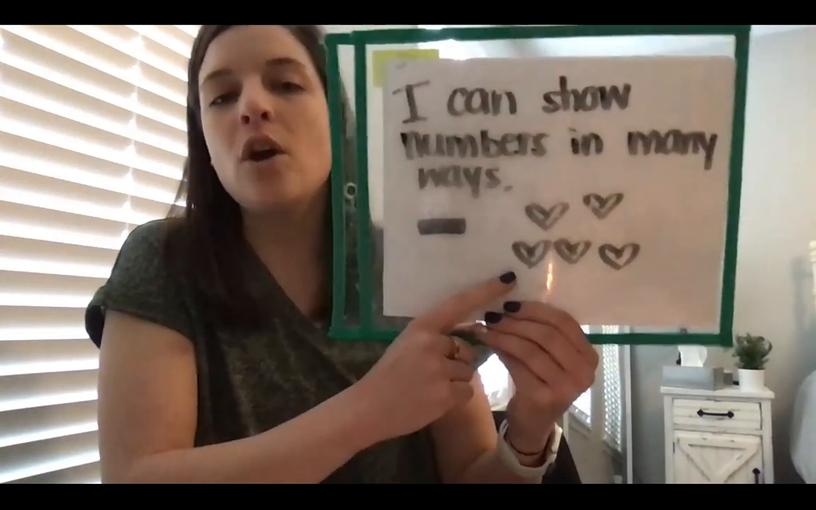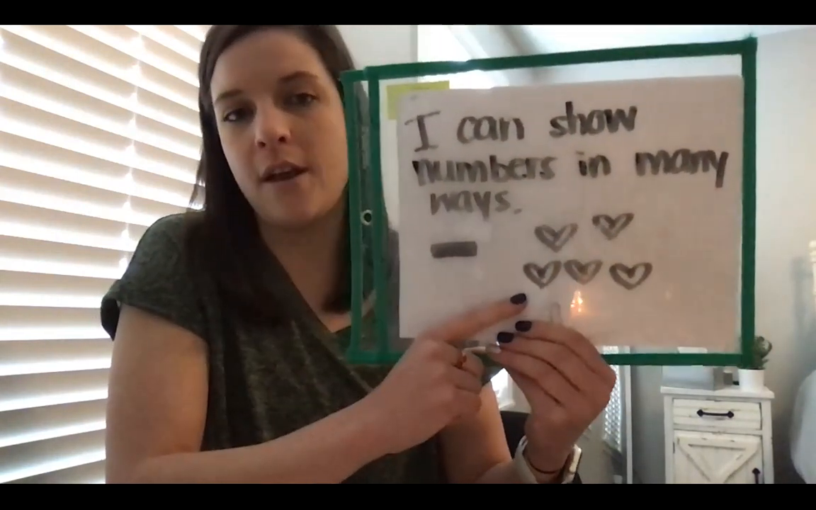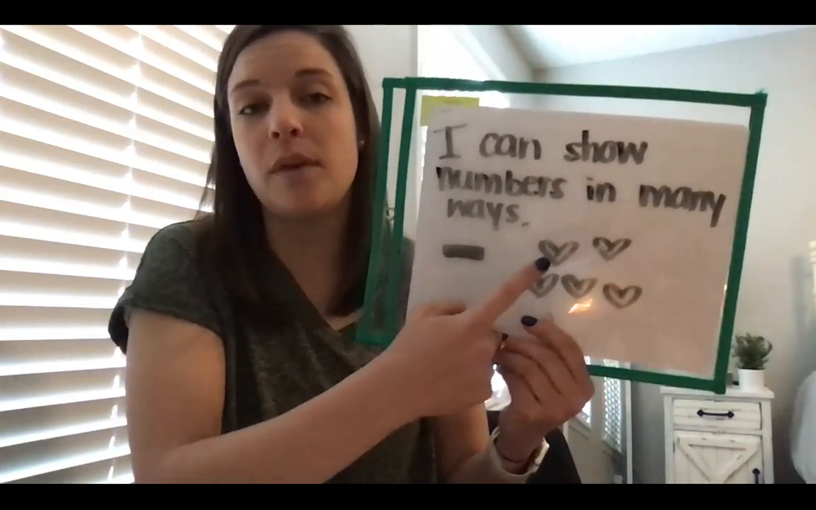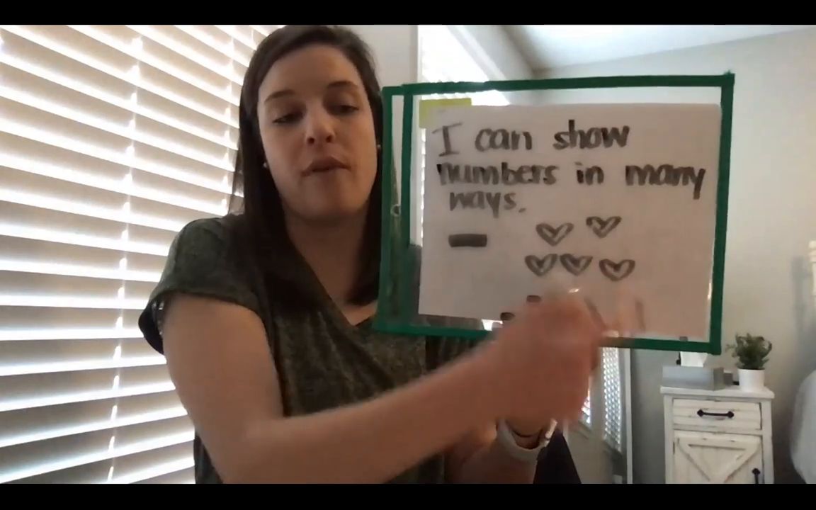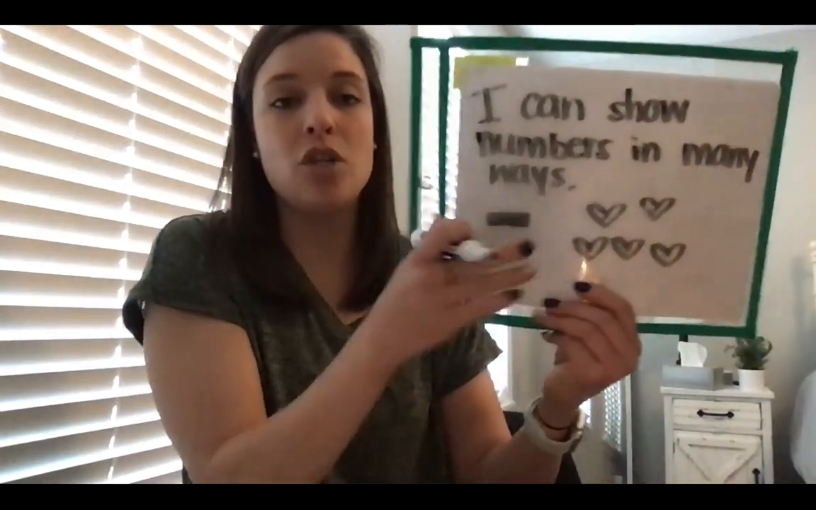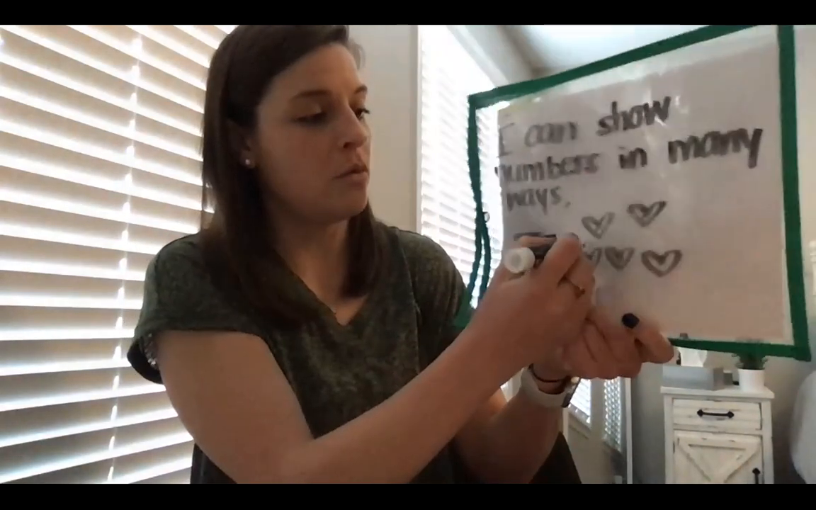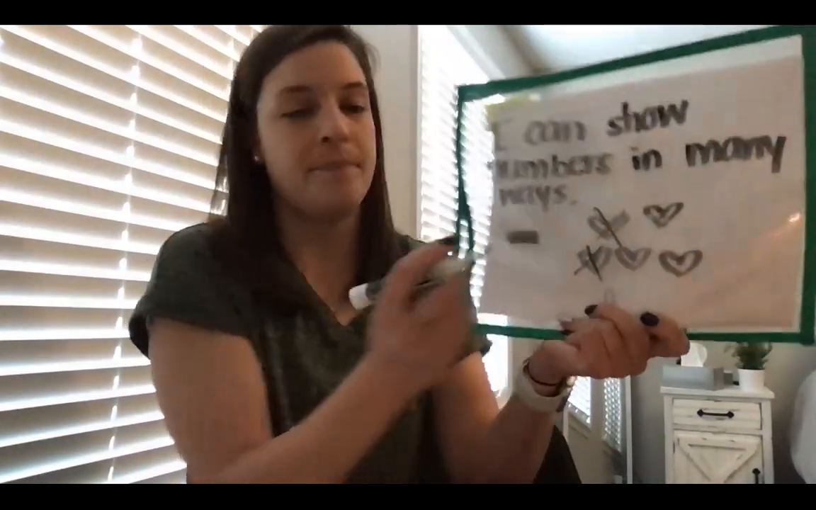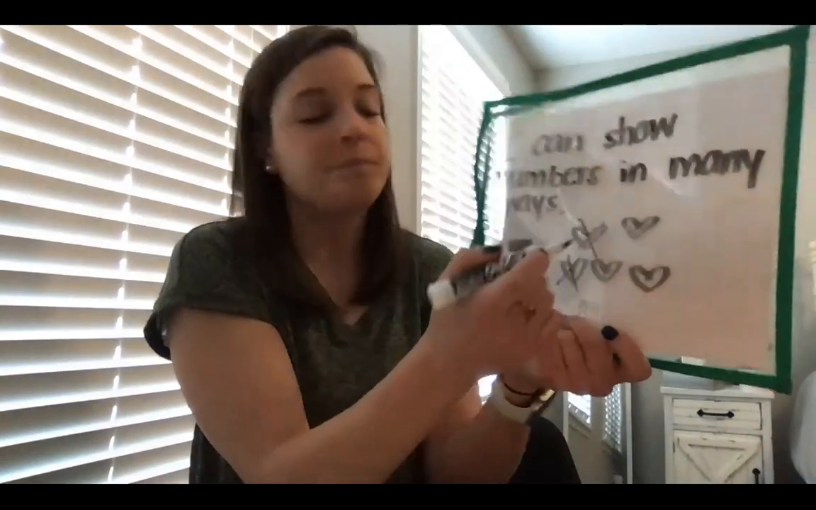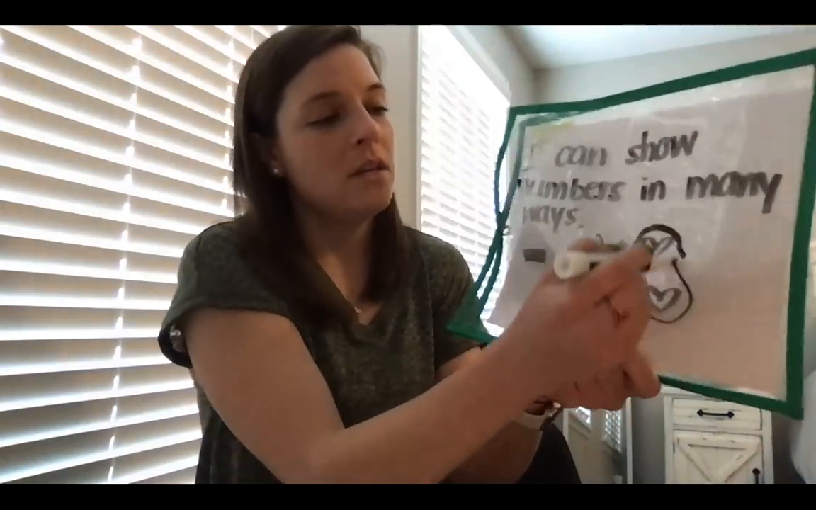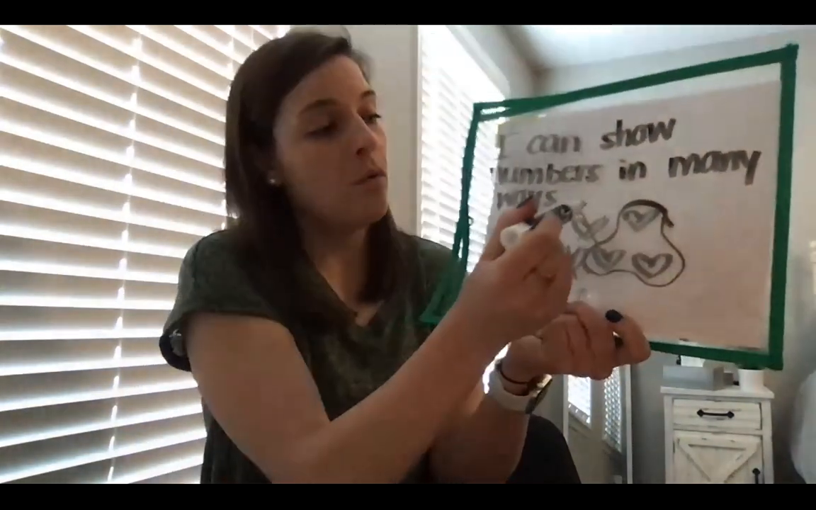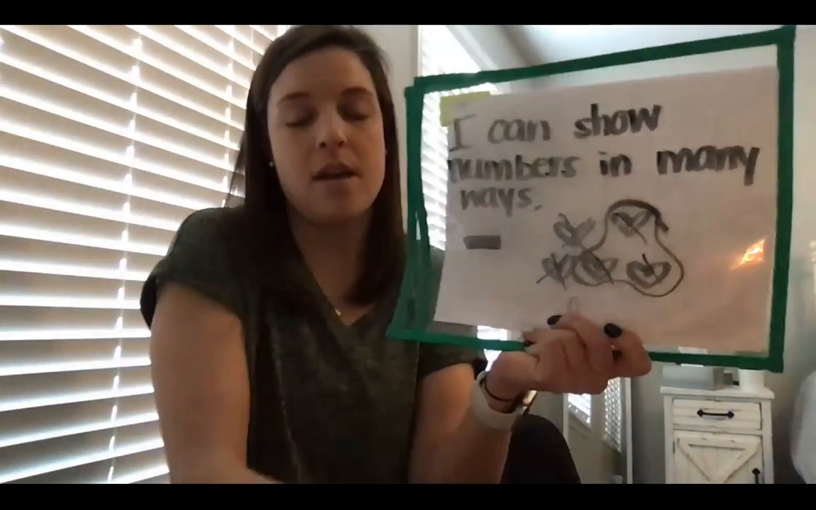So how many hearts do you see on my board here? 5. I can subitize that. I can also count it. 1, 2, 3, 4, 5. So if I have 5 hearts and I take 2 of them away, so I'm going to put X's on 2 of them. So I just took 2 hearts away. How many do I have left over? 3. Let's count. 1, 2, 3.